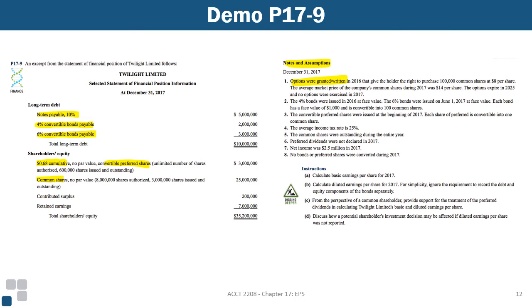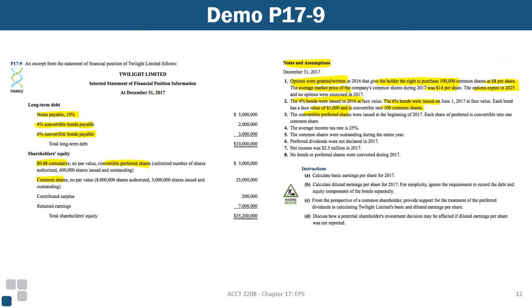So their options were granted in 2016, giving the holder the right to purchase 100,000 shares at $8 per share. And the average market price, that's important too, was $14, right? And the options expire in 2025, okay? 4% bonds were issued in 2016. There's 6% bonds that are issued in 2017. They have a face value of $1,000 and are convertible into 100 shares. That's important, okay? Because we have to do some calculations there.